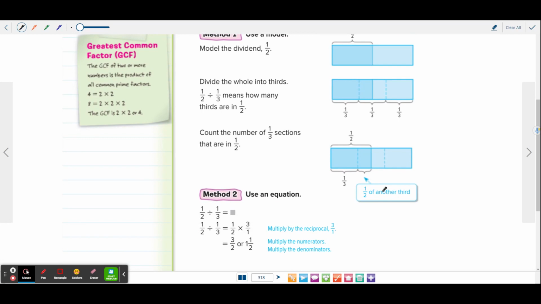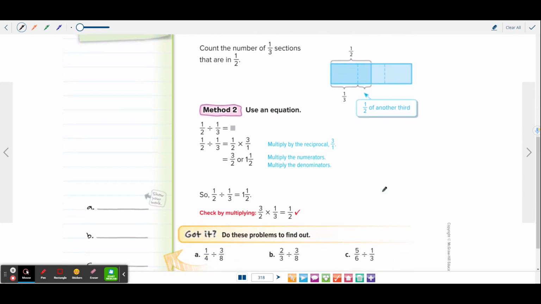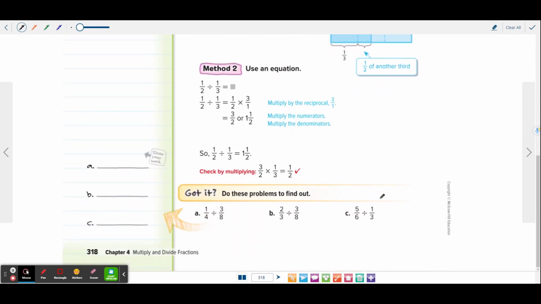Okay. For method 2, it's a little bit easier, I think. I think you'll like this a little bit better. We do the keep, change, flip. So if we have 1/2 divided by 1/3, we're going to keep the 1/2. We're going to change the sign to multiply, and we're going to flip 1/3 to 3/1. Now you just multiply straight across. 1 times 3 is 3. 2 times 1 is 2. You'd have 3 halves, or if you simplify it, it'd be 1 1/2.